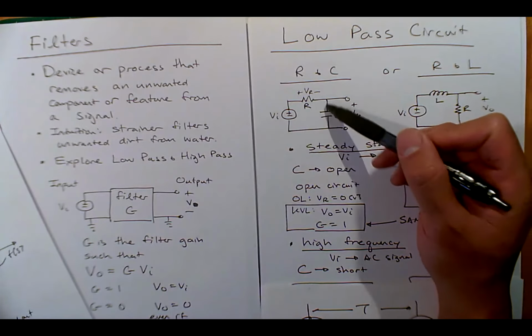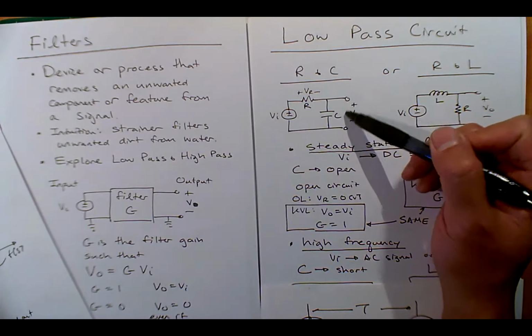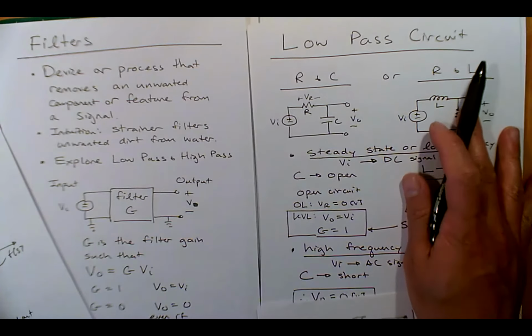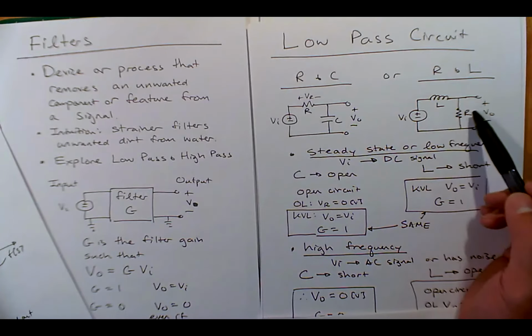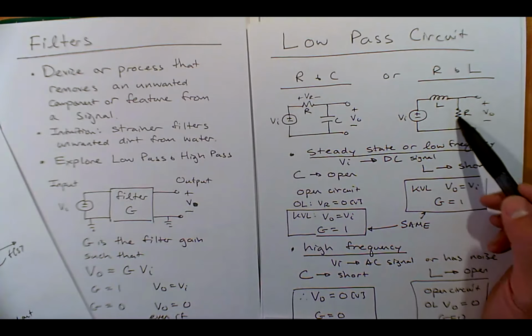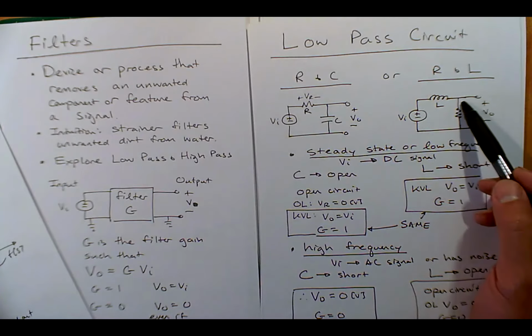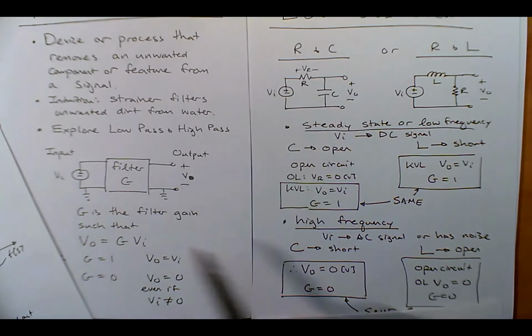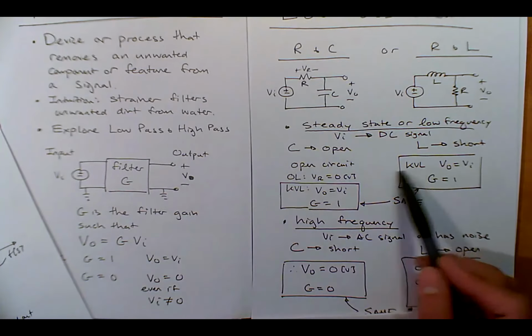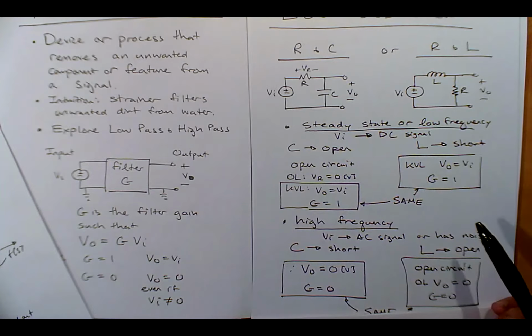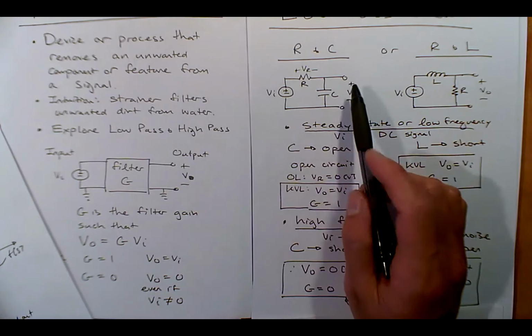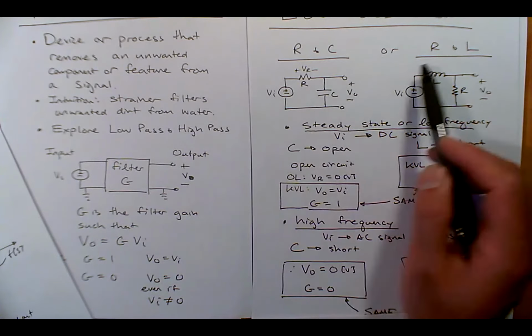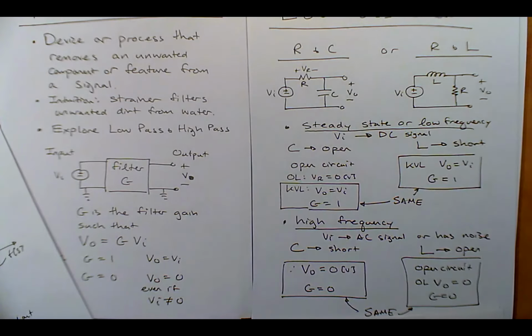So if this is behaving like a short, what is the voltage across a short? 0. If this is behaving like an open and there's no current flowing through here, by Ohm's law, this is also 0. And in this case, at high frequency, G is approximately 0, whereas over here at low frequency, G is approximately 1. So this is an implementation of a low pass filter in both an RC and an RL configuration.